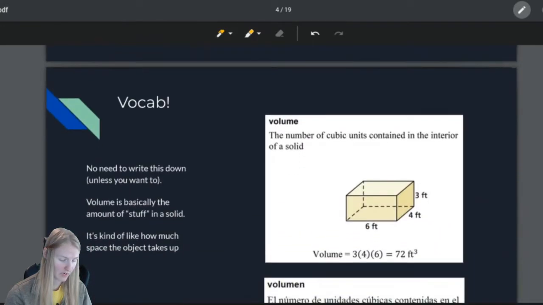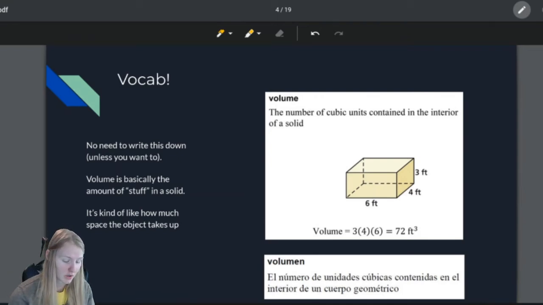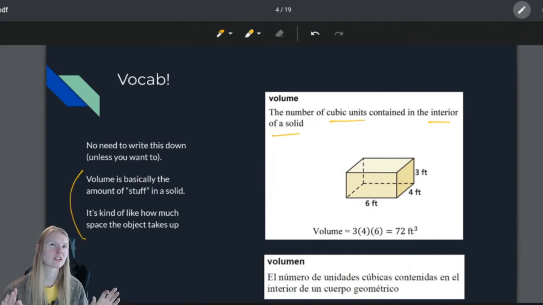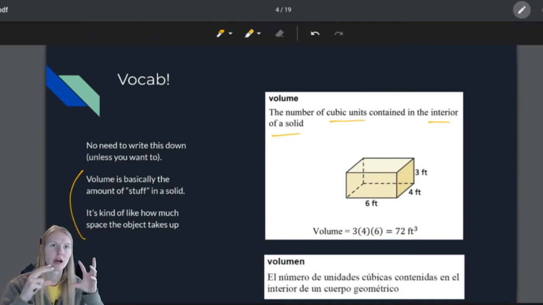Okay, so first, some vocab is necessary. You do not have to write this down unless you want to. If you don't know what volume is, write this down. But if you're like, volume, yeah, I remember this from 7th grade, then fine, don't write it down. So volume is the number of cubic units contained in the interior of a solid. I put this in my own words. Volume is basically the amount of stuff inside of a solid. It's kind of like how much space the object takes up. So if I were to pour water into this prism, into this box, how much water would it take to fill the box? That's the volume. If this is a solid object, how much solid stuff is in there? Of course, we're not getting into density, we're just talking about volume.